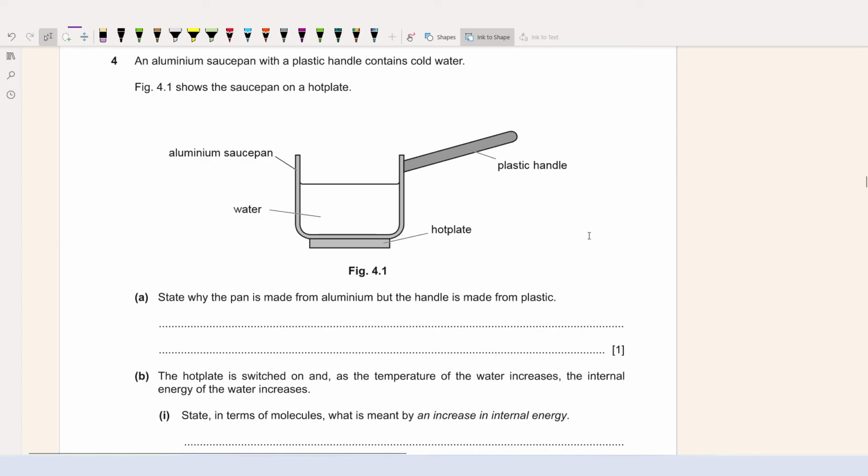Question number 4. An aluminum saucepan with a plastic handle contains cold water. Figure 4.1 shows the saucepan on a hot plate. Part A says state why the pan is made from aluminum but the handle is made from plastic. The reason why it is made of plastic is because plastic is a poor conductor of heat. So we can write that down: plastic is a poor conductor of heat.